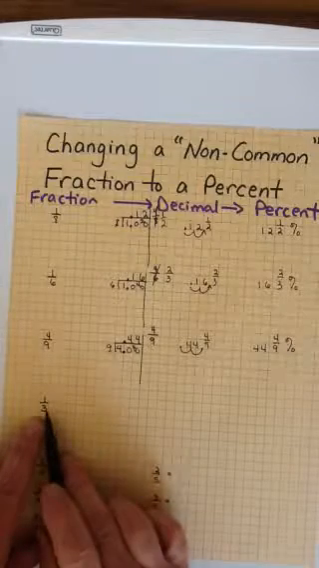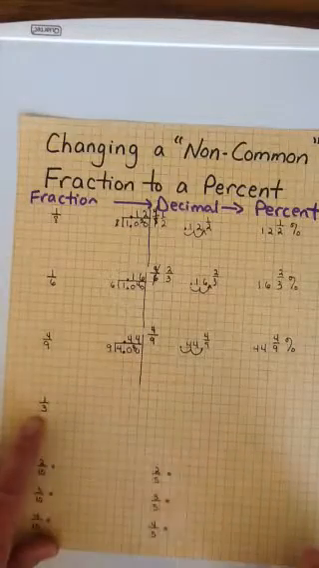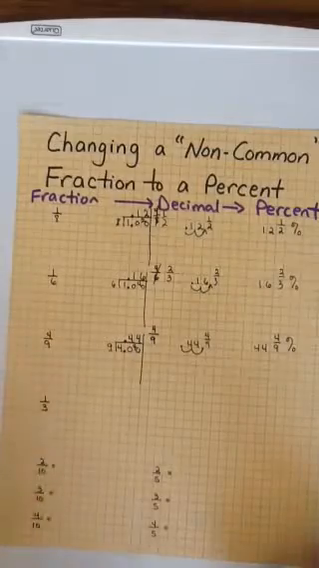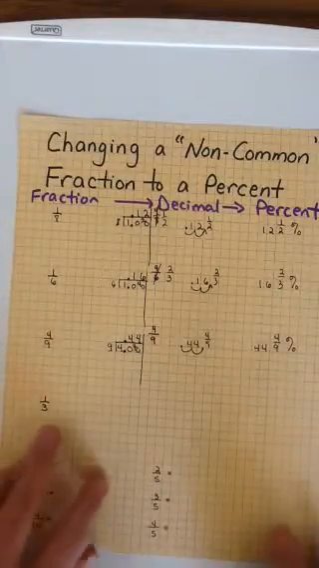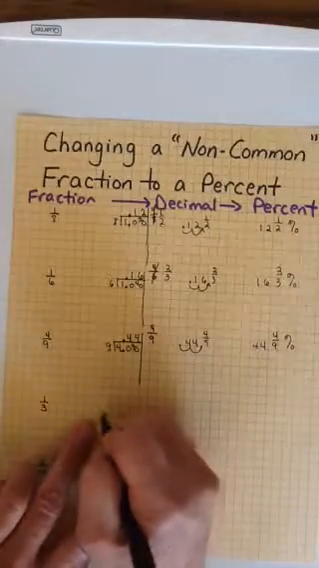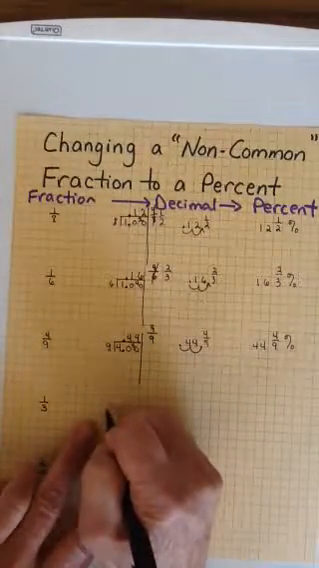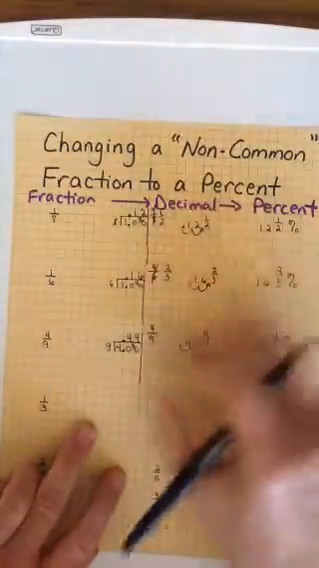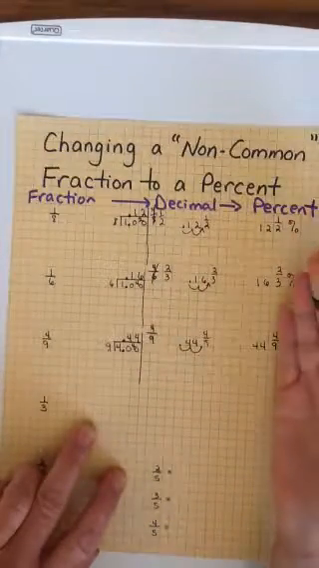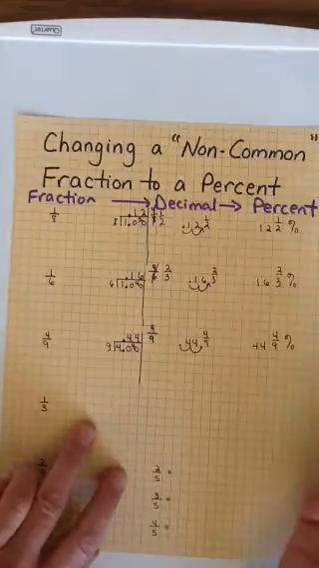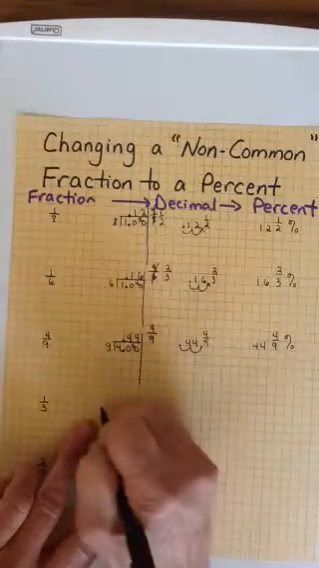Now 1/3 is one of your common fractions, so you should have memorized that 1/3 is equal to 33 1/3%. But I just want to go ahead and work it out with you so that you see how this division and then movement of the decimal works so that we end up with 33 1/3%. Okay, so here we go.